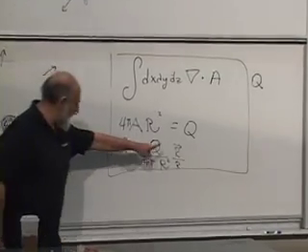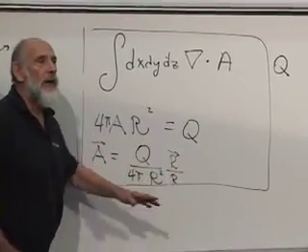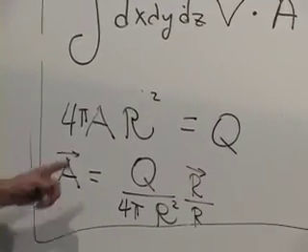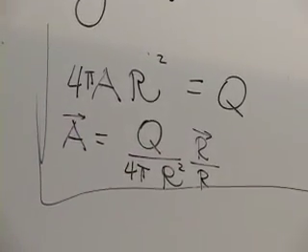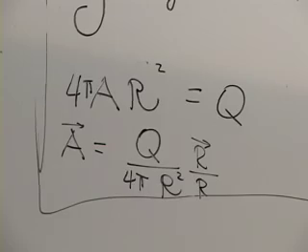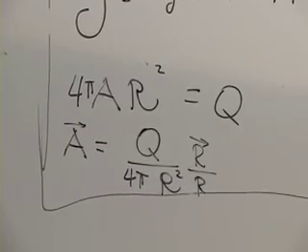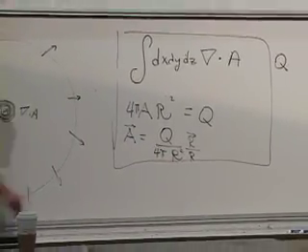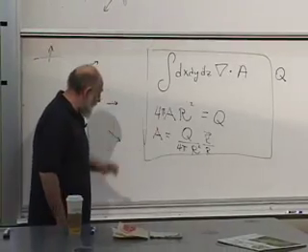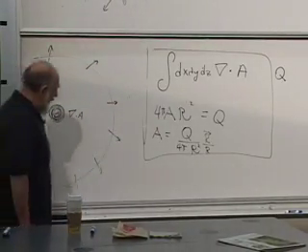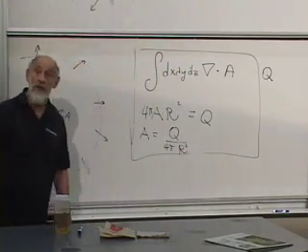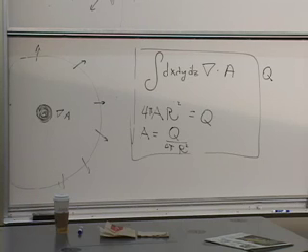Do you know what this r hat, this r over r is? It's a unit vector pointing in the radial direction. It's a vector of unit length pointing in the radial direction. Right. So it's quite clear from the picture that the A field is pointing radially outward. That's what this says over here. In any case, the field points radially outward. It has magnitude Q, and it falls off like 1 over r squared, exactly like the Newtonian field of a point mass.